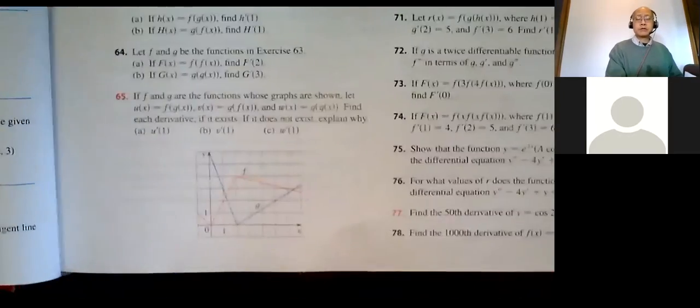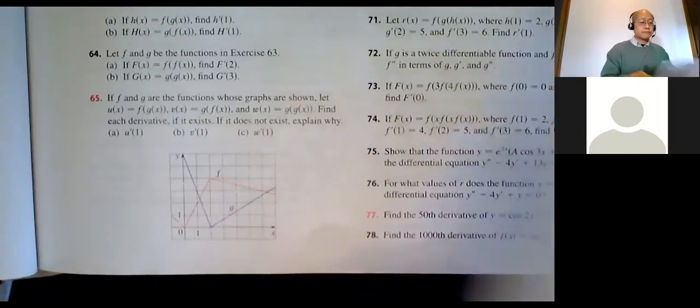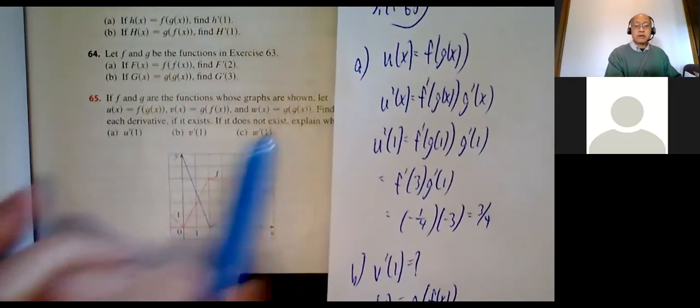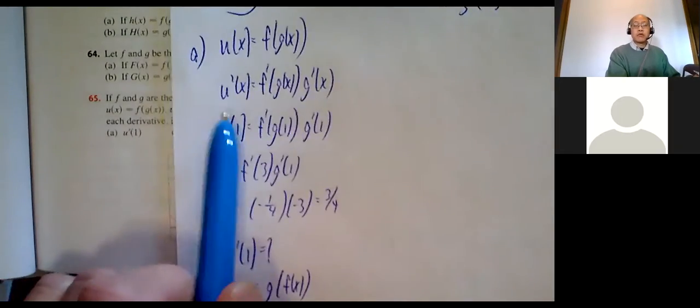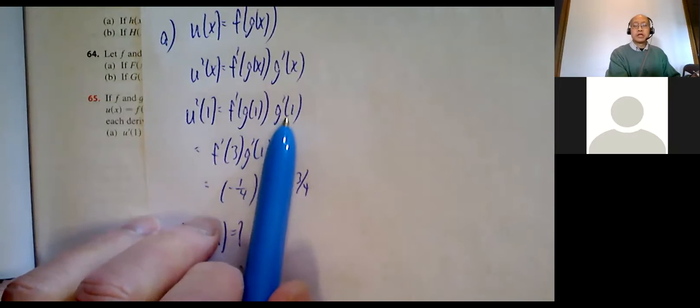Let me show you the picture here. Sorry, the picture is a little bit out of focus. If you have the book, of course, you can just refer to the book. Okay, so we have this. Now I just plug in 1 everywhere, since they're asking stuff about 1. So u prime of 1 is f prime of g of 1, g prime of 1.